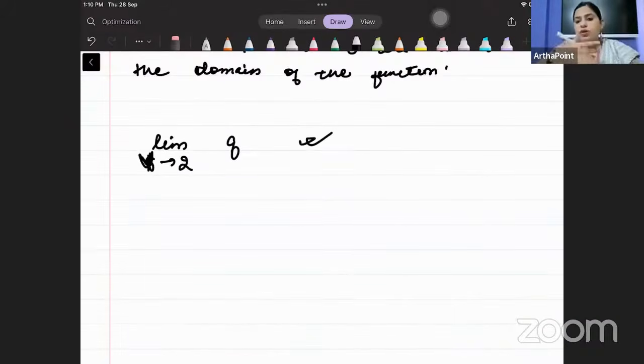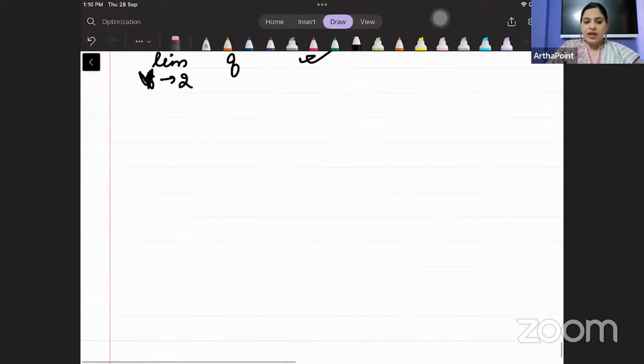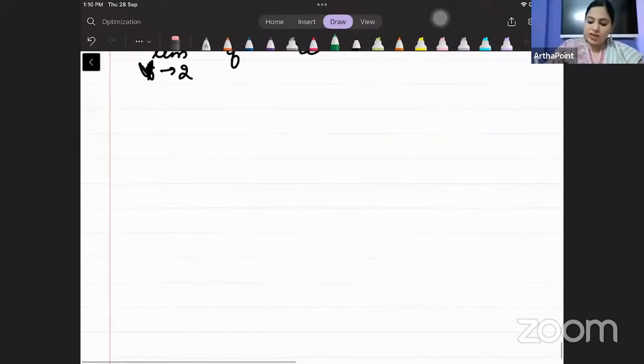Minus 2 and 2 are not in the domain. So if they are not in the domain, then I cannot say that the function is continuous. ये clear हो गई ये बात एकदम. Okay. Now beta, I want you to go ahead and do one more numerical with me.